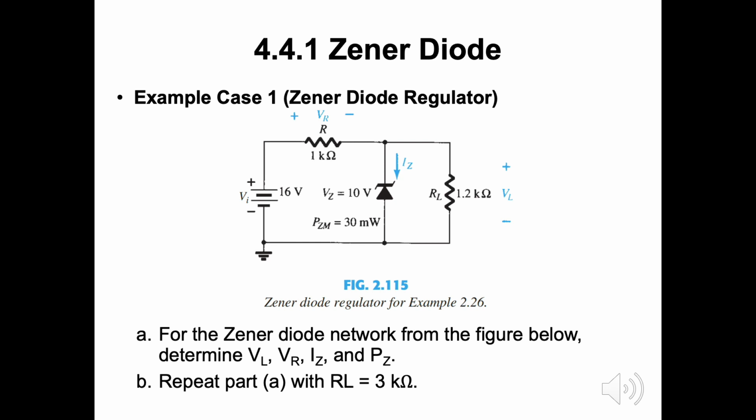Next we will take a look at examples for these two cases of voltage regulator. For case number 1, we need to find the VL, VR, IZ, and PZ from the figure given here. And then the second task for this example is to repeat the analysis with a different RL, which is 3 kΩ.